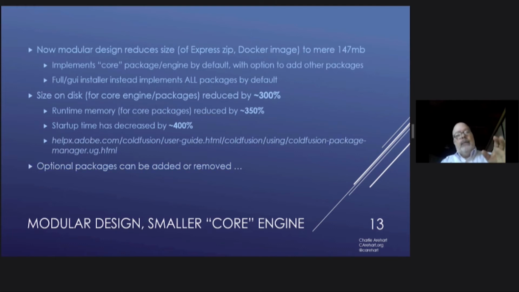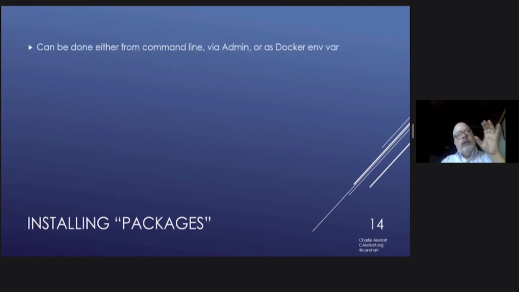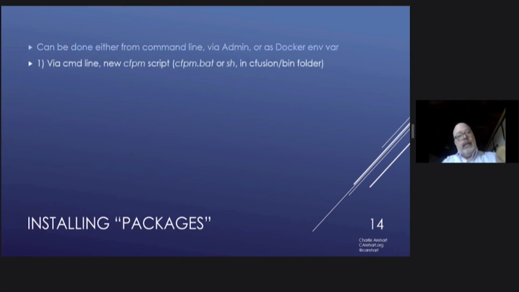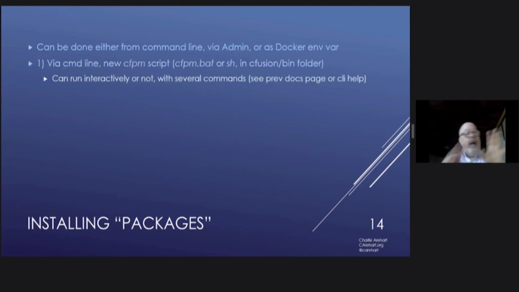As for adding and removing packages, you can do it in any of three ways. There's a command line, there's an admin interface feature, and in the Docker images, there's a way to pull in the packages to be used as environment variables. Quickly, at the command line, there's CFPM, so cfpm.bat or cfpm.sh, and it's in the cfusion bin folder of whatever instance you're running. You can run it interactively, where you start it and then do a bunch of commands, or you can just provide the command, cfpm do something.